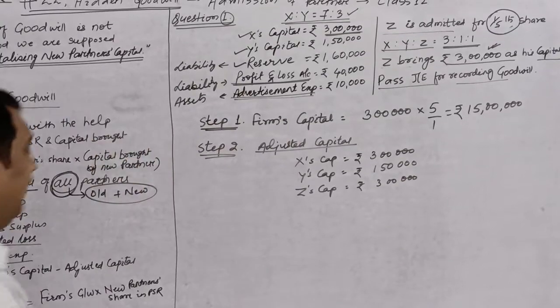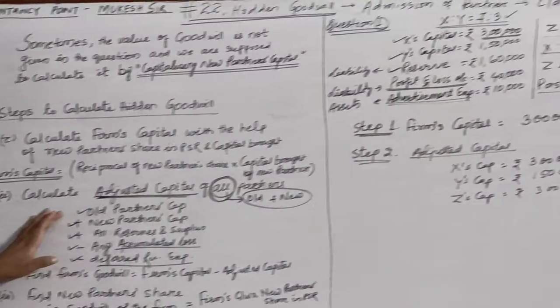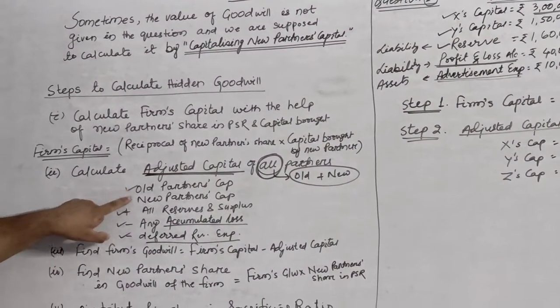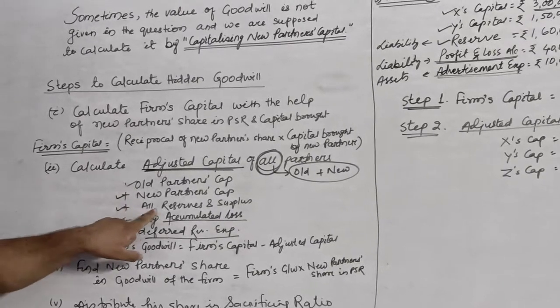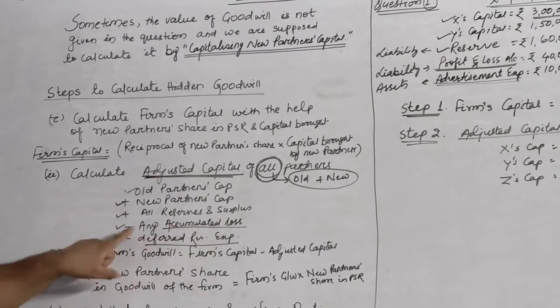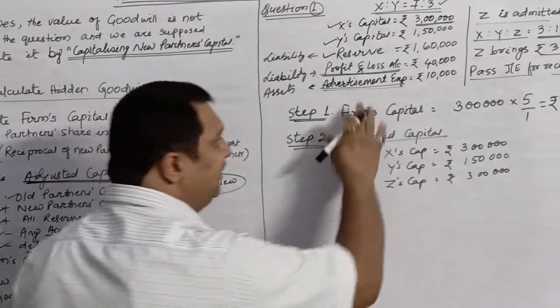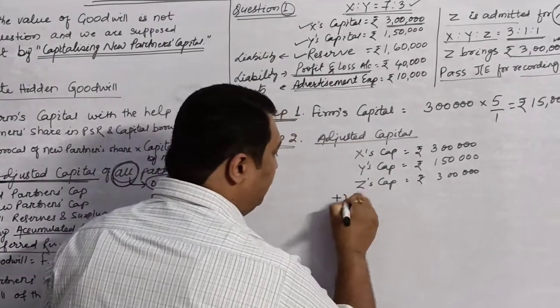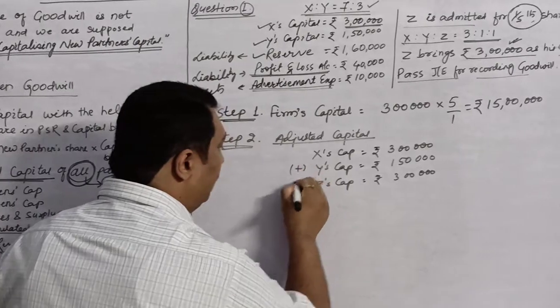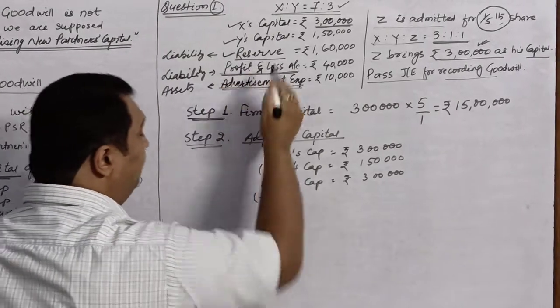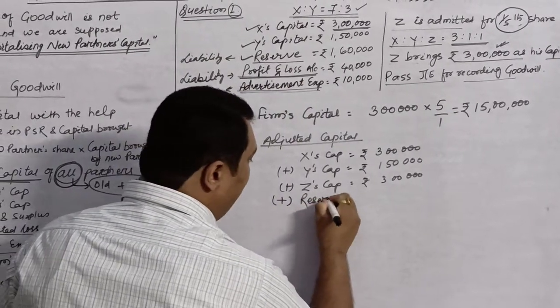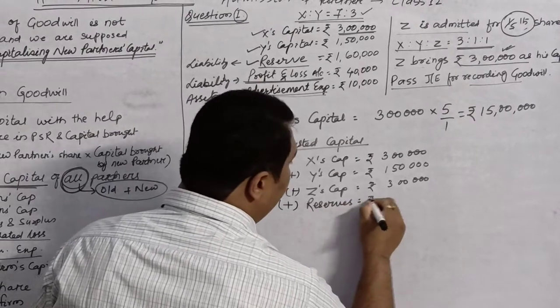And then as per the step, after the old and new partner's capital, we are supposed to take all the reserves and surplus, which will be added, and accumulated losses or deferred revenue expenditure needs to be subtracted. So here I will add the reserves. So reserves will be added.